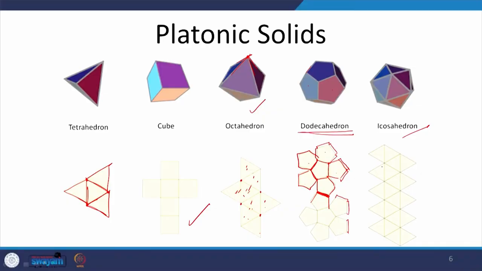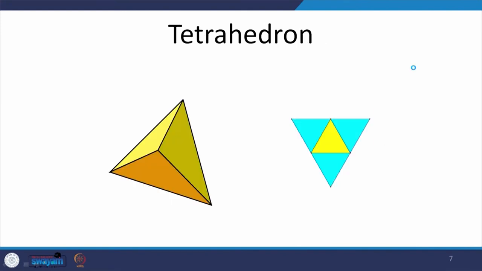The icosahedron again has triangular faces, but at each point we have five triangles meeting. In the previous one we had four triangles coming together. Here, if you see 1, 2, 3, 4, 5, again 1, 2, 3, 4, 5, like that. So at each of these points it's five triangles coming together. If we fold it and join it together, we will get 20 surfaces of the icosahedron, all being equilateral triangles.